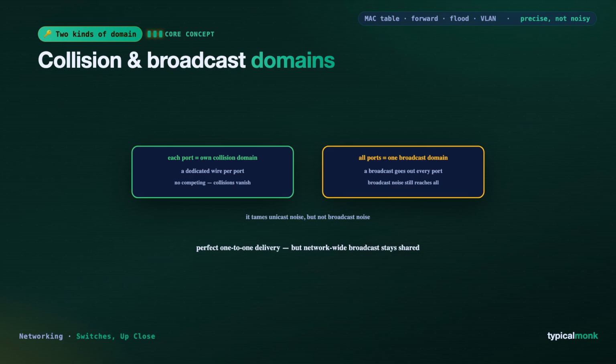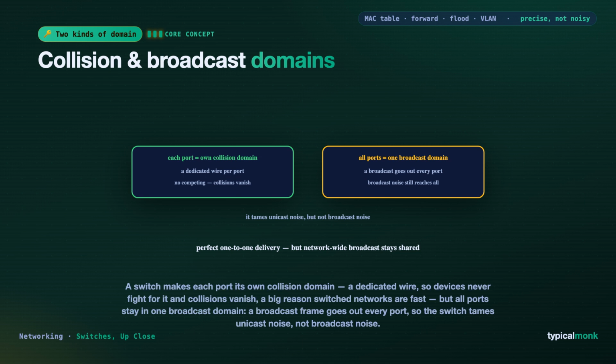So the takeaway: a switch makes each port its own collision domain, so devices never fight for the wire, and collisions vanish. But every port stays in one broadcast domain, so broadcast frames still reach all of them. The switch tames unicast traffic, not broadcasts.